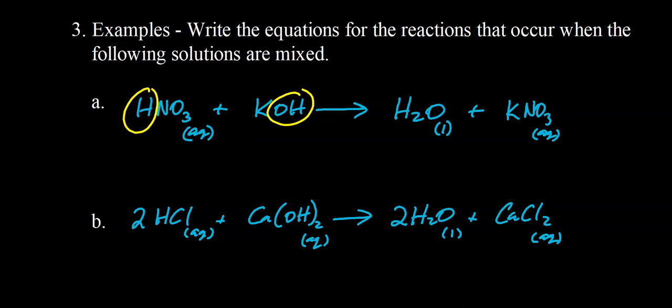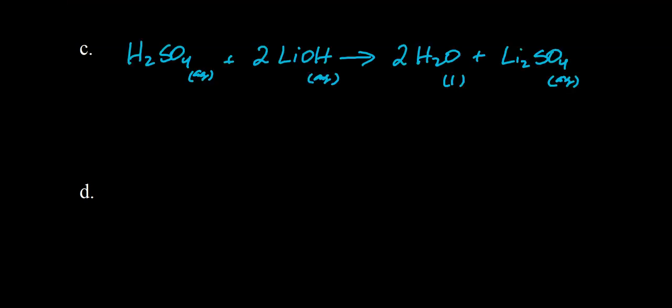All right, letter C. Go ahead and write the balanced equation for the reaction between sulfuric acid and lithium hydroxide. Go ahead and pause the video, do that now. All right, so this time we have a reaction between a diprotic acid. Notice sulfuric acid has 2 hydrogens, and a group 1 hydroxide. This reaction will occur in a 1-to-2 ratio, acid to base, and you end up with that equation.